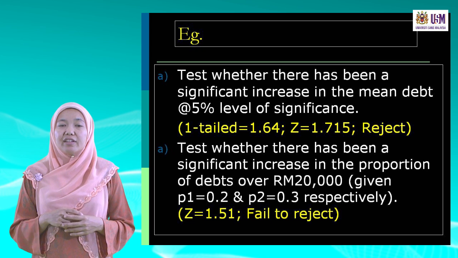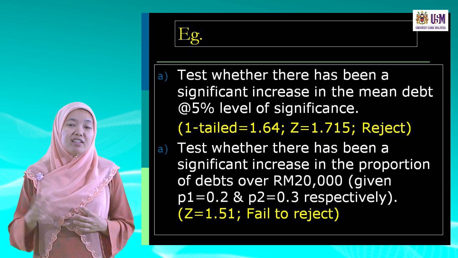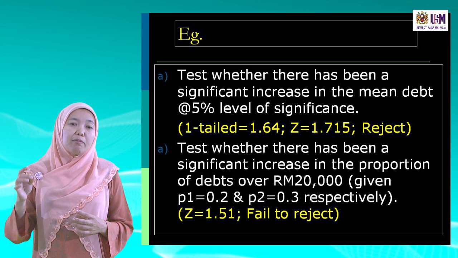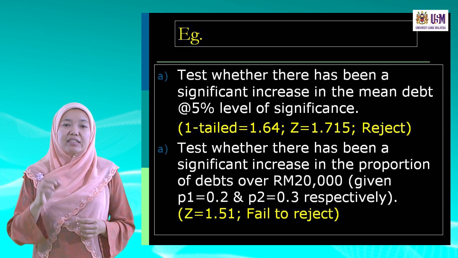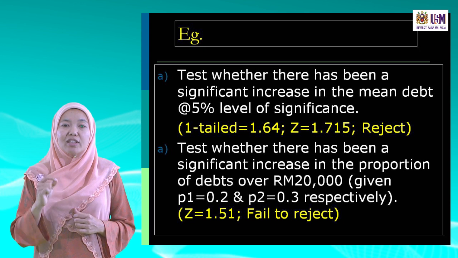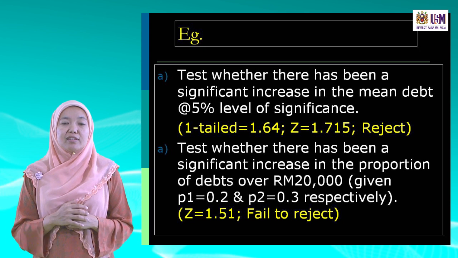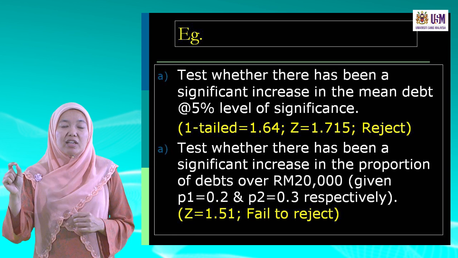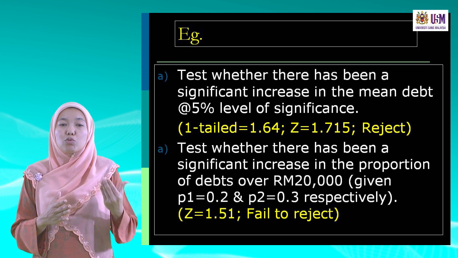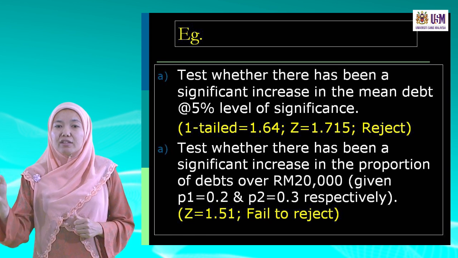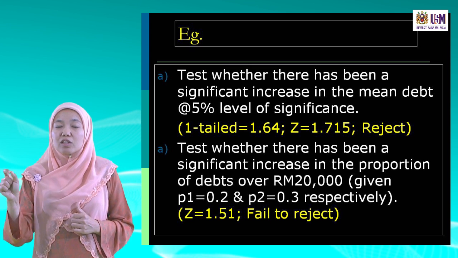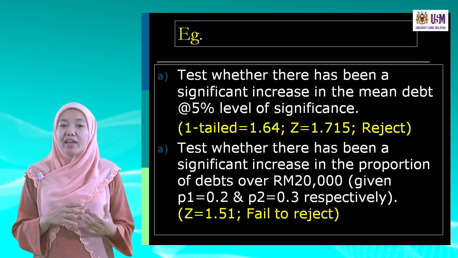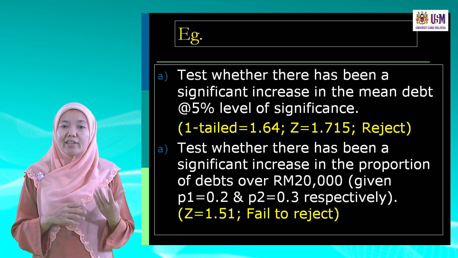So here we have the question asking you to test whether there has been a significant increase in the mean debts at the 5% level of significance. In this case, the keyword is significant increase. It tells you whether it is a one tail or two tail test. Of course, significant increase is one direction only, so this is a one tail test. For the 5% level of significance in a one tail test, you need to remember positive 1.64. So this is your critical value, to decide whether to accept or reject H0 later.